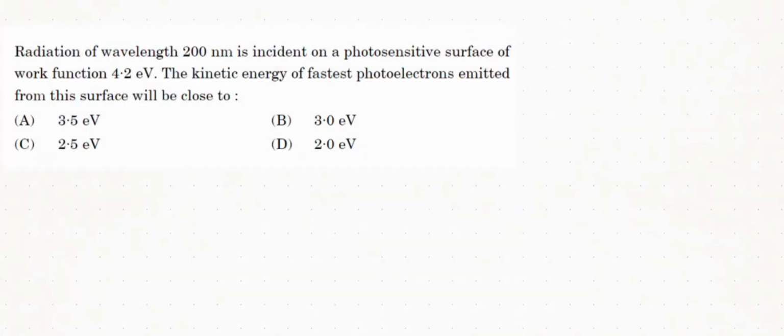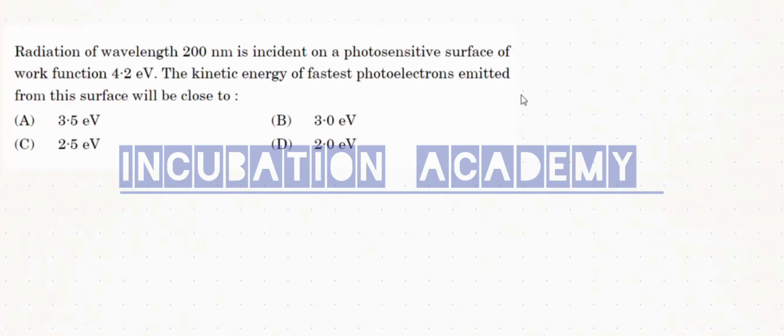Welcome everyone. The question shown on the screen came in the CBSE 2026 physics question paper. Radiation of wavelength 200 nanometer is incident on a photosensitive surface of work function 4.2 electron volts. It is from Einstein's photoelectric equation. The kinetic energy of the fastest photoelectron emitted from this surface will be close to... four options are given.